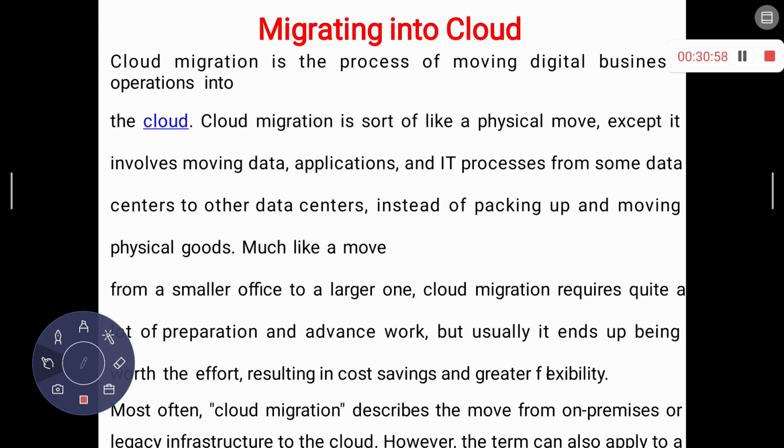That's an example of migration. Before coming to this, I was working in the IT industry, in Salesforce. In that we performed this migration task. It took the whole night.